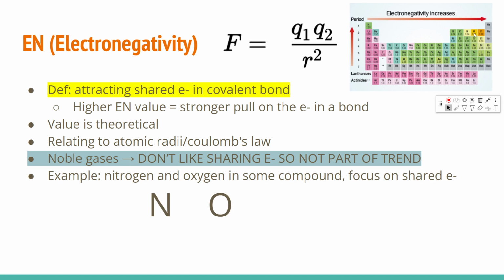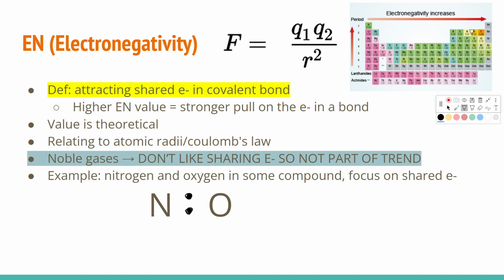So here's an example. We have nitrogen over here and oxygen over here, and let's say we have some compound. The compound right now doesn't really matter, so we're just going to think about the electrons shared between the nitrogen and the oxygen. I have these two electrons being shared between nitrogen and oxygen. Let's say this electron here that I'm drawing on top of is from nitrogen, and this electron here is from oxygen. So these electrons are being shared within both of these.